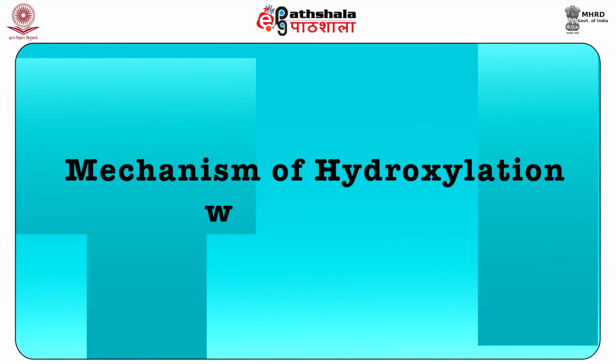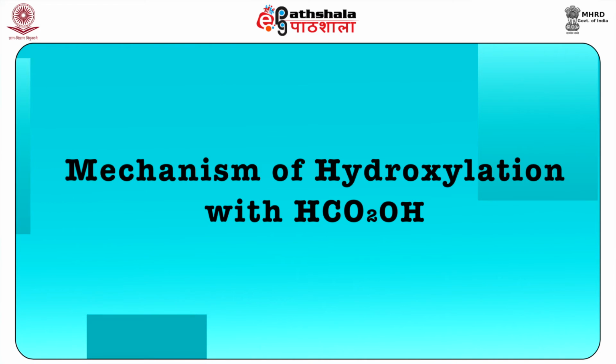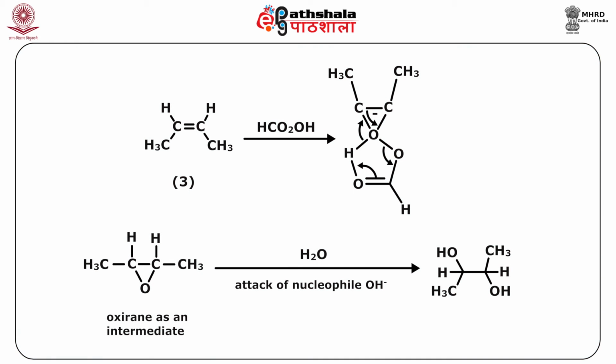Mechanism of hydroxylation with HCOOH. The alkene acts as a nucleophile and the peracid acts as an electrophile. First, insertion of the oxygen takes place in the alkene, which gives an epoxide or oxirane kind of intermediate, followed by the ring opening of the epoxide with water, giving an anti-glycol.